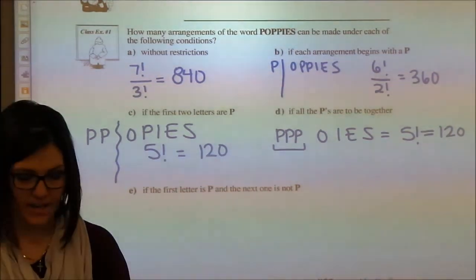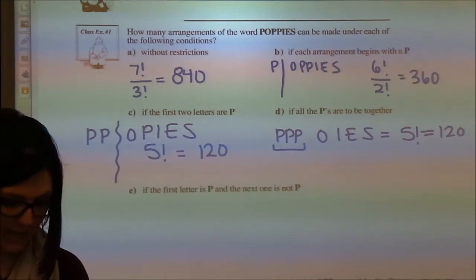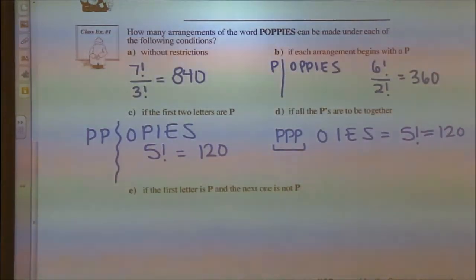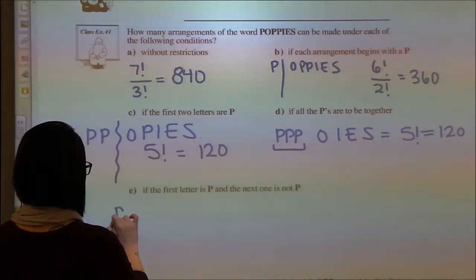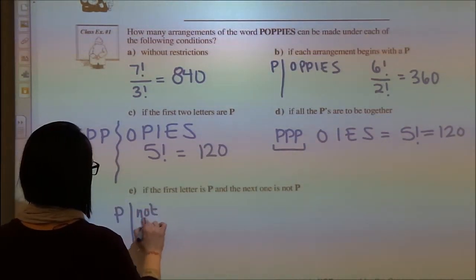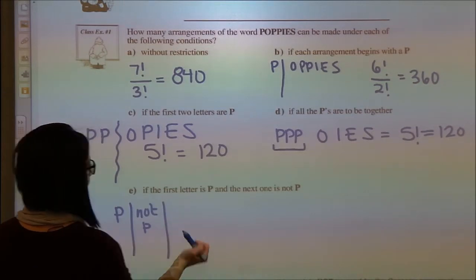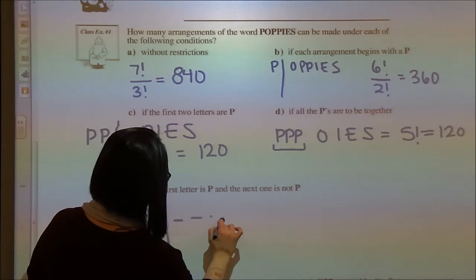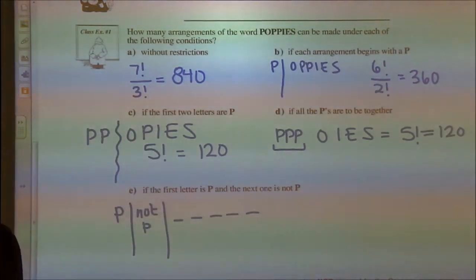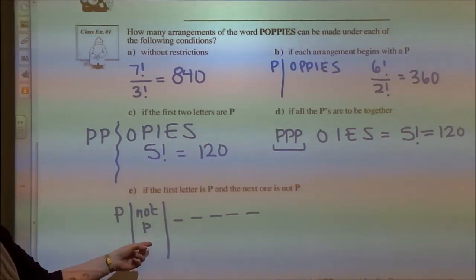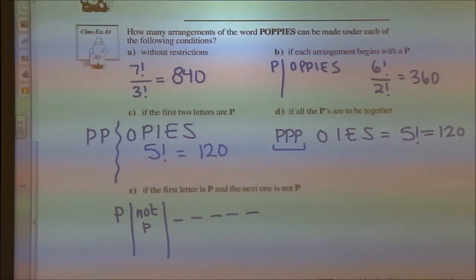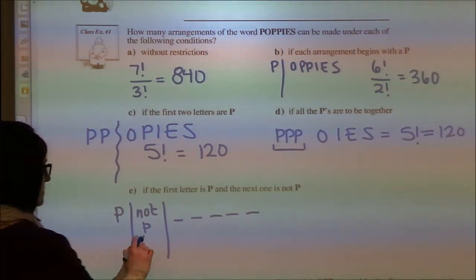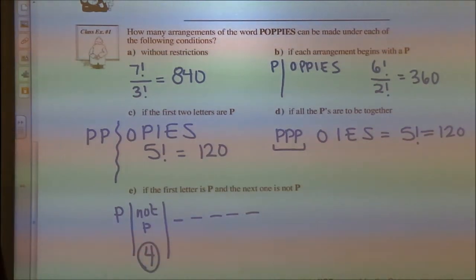And question E is if the first letter is a P and the next one is not. So I have a P and then not a P, and then the next would be 5 after that, right? 2, 3, 4, 5. How many not P's do I have? 4. So I have 4 selections for there.